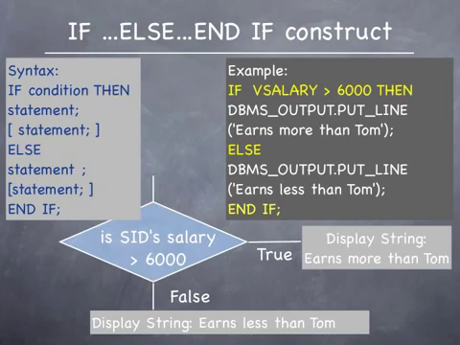In the flowchart on the slide is a decision box with the question, is Sid's salary greater than 6,000? If true, then the string to be displayed was "earns more than Tom". If false, the string to be displayed was "earns less than Tom". Also on this slide is the example of how the IF-ELSE construct would have been written in PL/SQL. The syntax is: IF vSalary greater than 6,000 THEN DBMS_OUTPUT.PUT_LINE 'earns more than Tom', ELSE DBMS_OUTPUT.PUT_LINE 'earns less than Tom'. Notice that there is nothing after the word ELSE except for the action. Then the IF is terminated with the END IF.